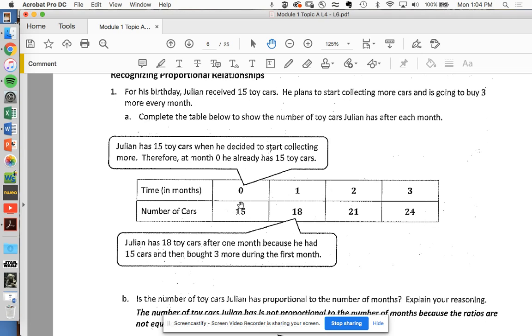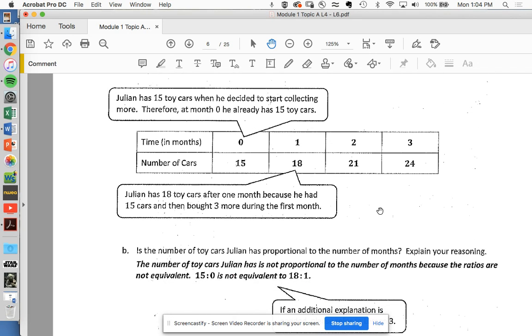So he starts off with 15 at the beginning. Notice it's 0, right? On his birthday, 0. We start counting. It's got 15. After 1 month, 18. After 2 months, 21. What am I doing to the number of cars every month? Adding 3. Now, is that proportional? Well, what did I do to 3 to get to 24? Times 8. Is 2 times 8 21? No. Is 1 times 8 18? No.